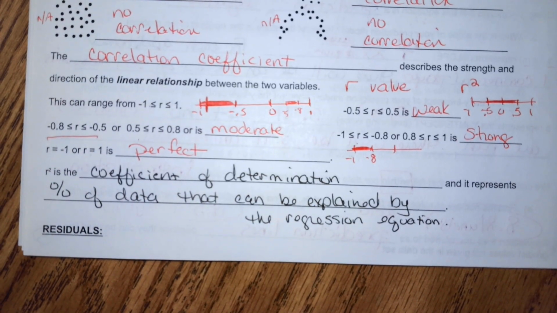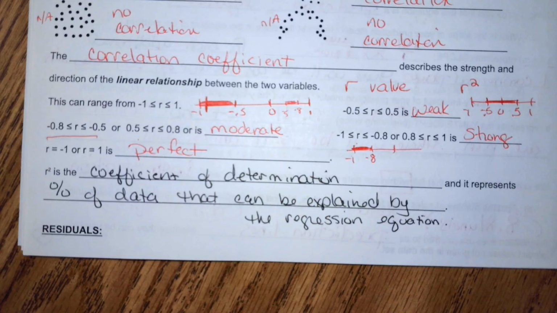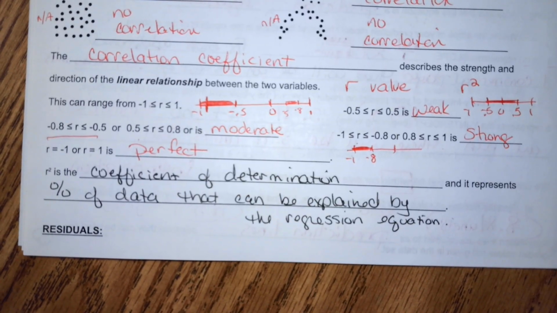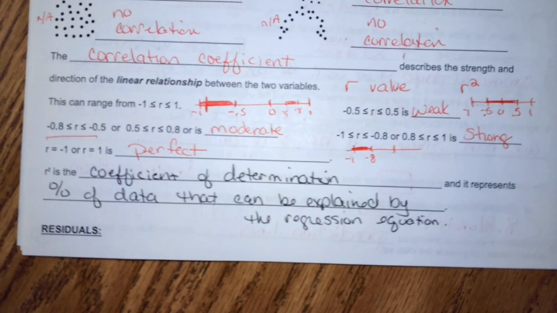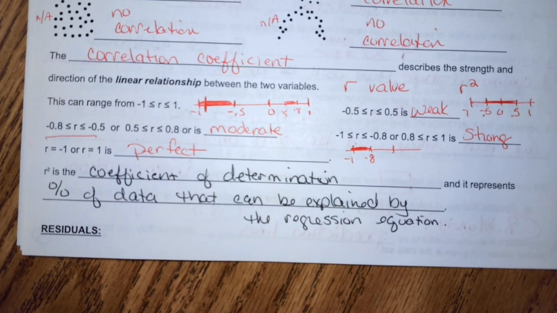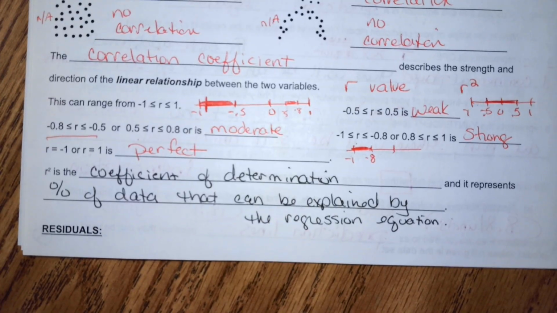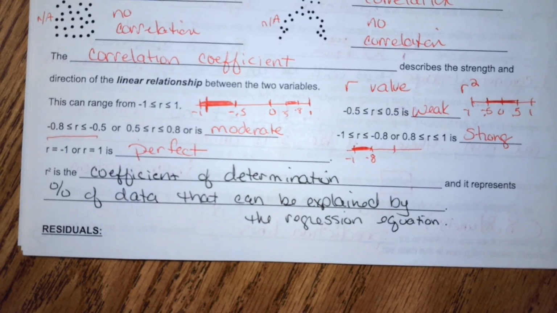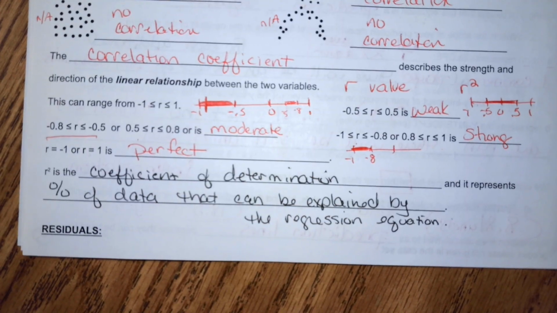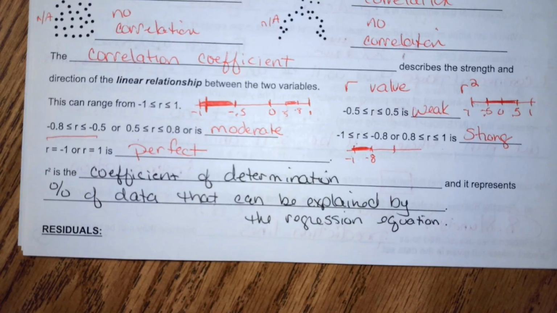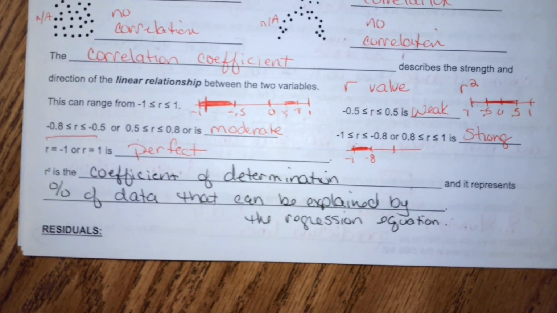All right, the coefficient of determination is the percent of data that can be explained by the regression equation. So basically it's telling you how strong your prediction equation is. If you had something like 0.24, that would be 24%, which means only 24% of what the equation predicts might actually happen. So that's a pretty weak equation. But if you had something like 0.89, that's saying that 89% of your predictions might actually happen. So the R tells you the strength between the two things that you're working with. R squared tells you the strength of the equation you created from that data.